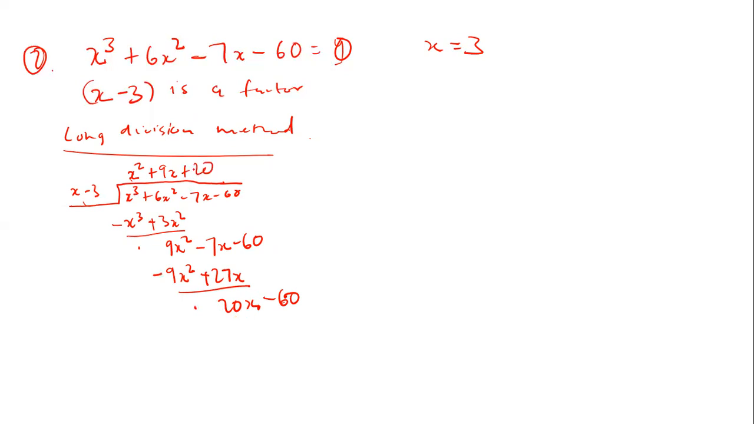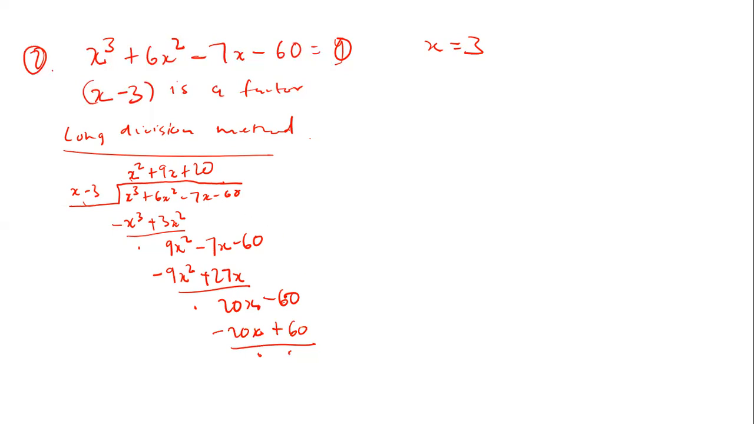And then I multiply once more. 20 multiplied by x is 20x. And therefore, 20 multiplied by negative 3 is going to be negative 60, right? Therefore, I'm going to add moving downwards. Do not forget that. But before I add, I multiply this by negative. And therefore, negative 20x plus 20x is going to be 0. This and this is also going to be 0. So that means there is no remainder over here.